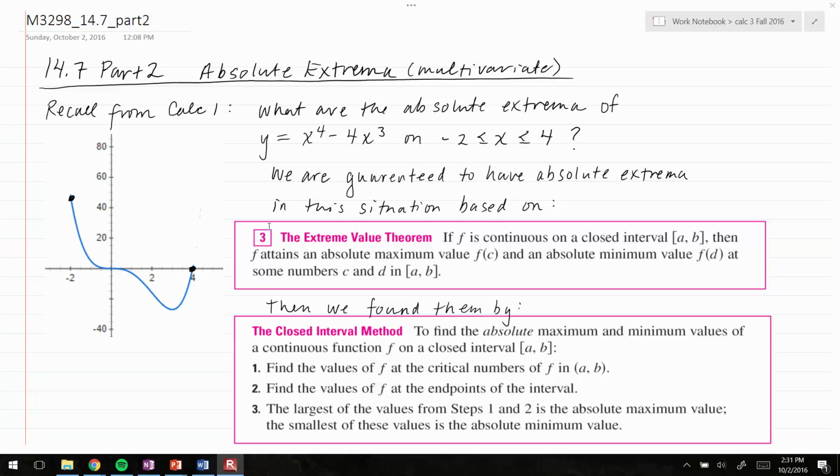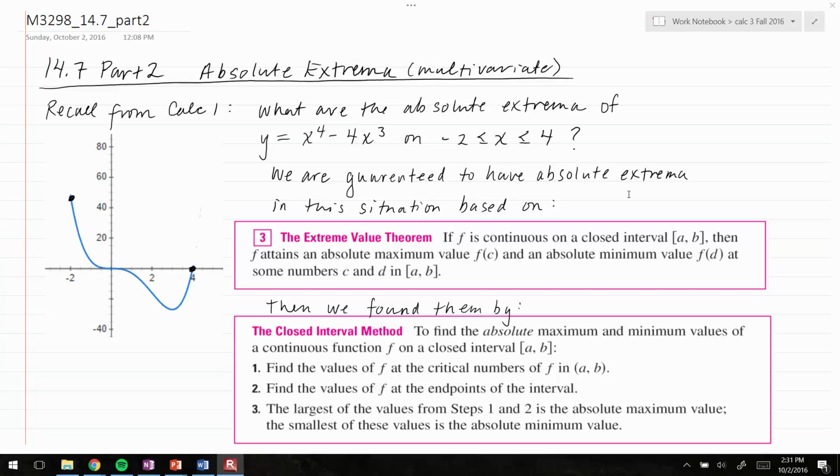So let's start out in similar ways we did in the first part of this section, and let's see what we did in Calc 1, because it's going to be similar, but more complicated. So here we have y equals x to the fourth minus 4x cubed. This is the exact same function that I used to introduce 14.7 part 1. But it's a little different now because I'm restricting the domain between negative 2 and 4 for the x. And notice that we have some endpoints this time.